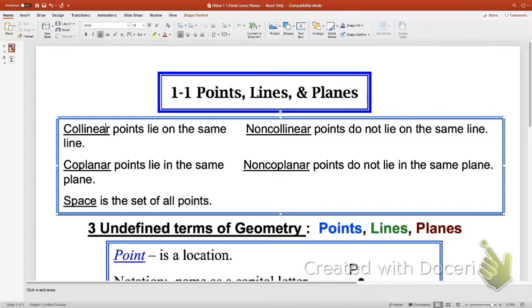So things are going to get a little strange here for a little bit as we learn the definitions. Collinear and coplanar, there is no image or example really to go with it. It's just points on the same line, or points on the same plane. Questions about those two?